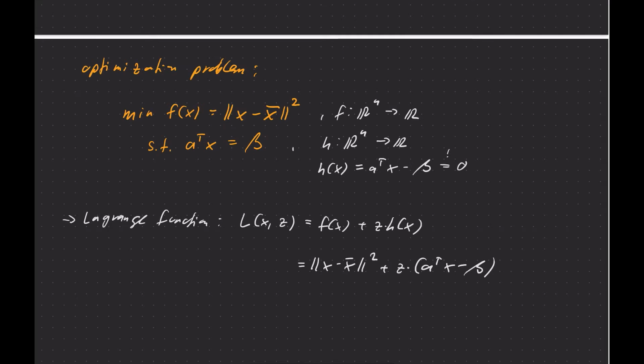Okay, and to make that a little more clear even, we could also write this in terms of the xi, so that the differentiation step becomes a little more obvious. So this norm of x minus x bar squared is the same thing as the sum over the xi minus xi bar squared, like this. And this latter part here is the same thing as z times the sum of the ai xi minus beta, i from 1 to n. Okay, so that should make differentiation a little easier.